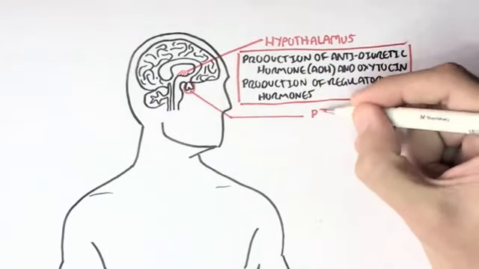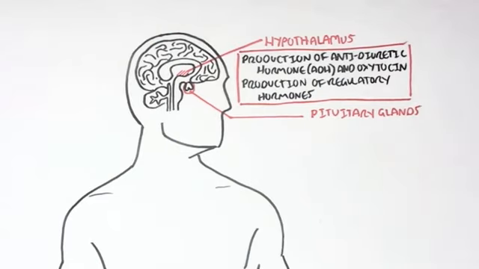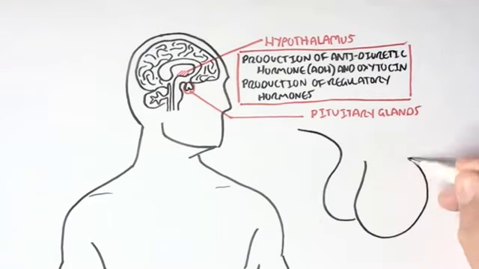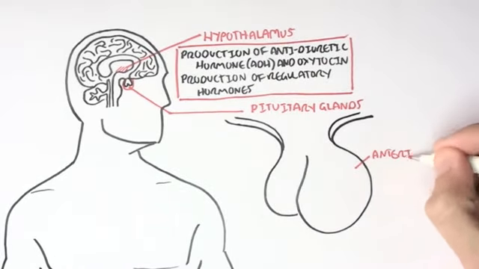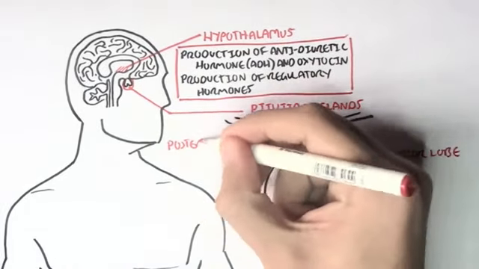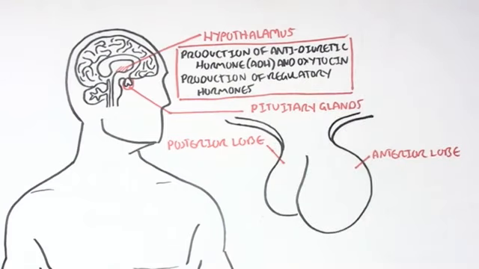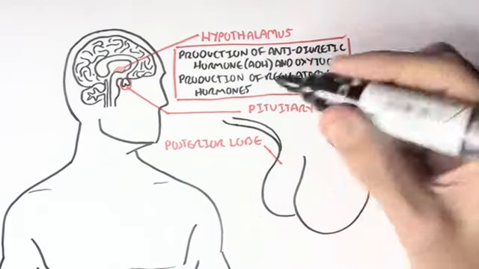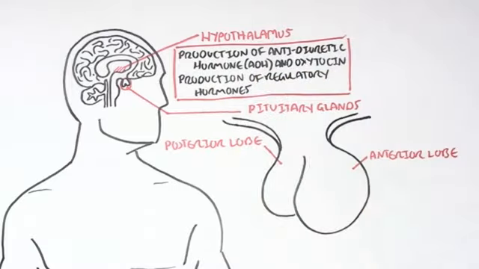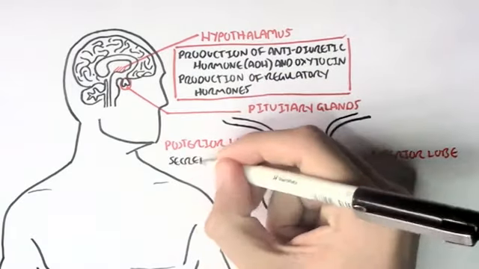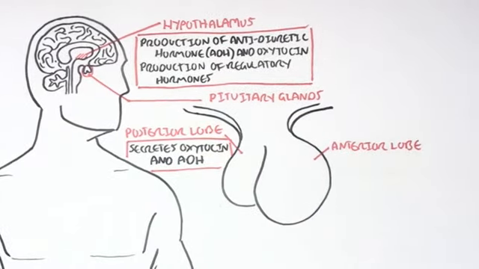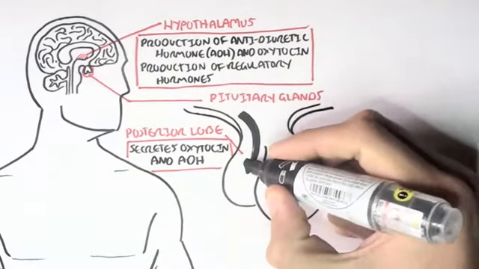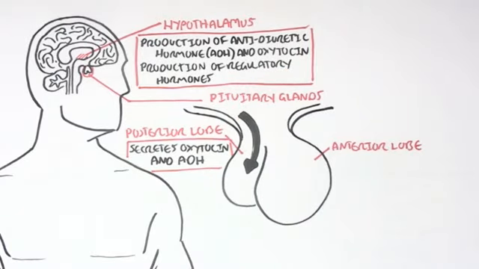Probably the most important endocrine glands are the pituitary glands, which are located right below the hypothalamus here. And there are 2 lobes of the pituitary glands. There is the anterior lobe and the posterior lobe. The posterior lobe secretes oxytocin and antidiuretic hormones that were produced by the hypothalamus. So the hypothalamus produces these hormones and sends them to the posterior lobe, which then secretes it into the blood.